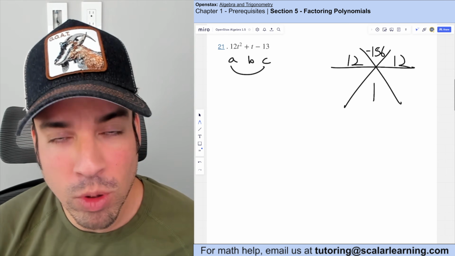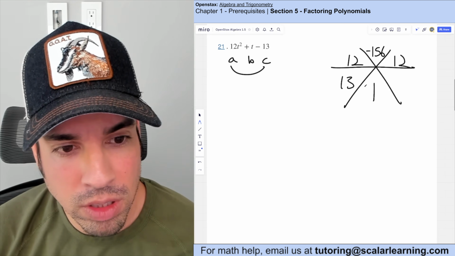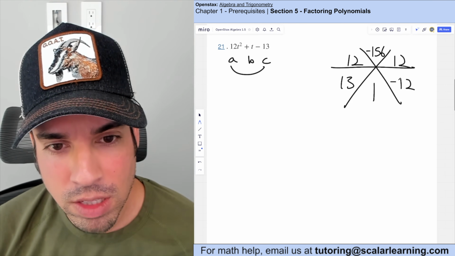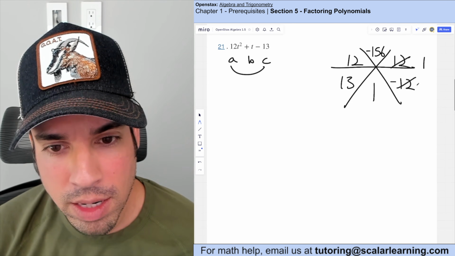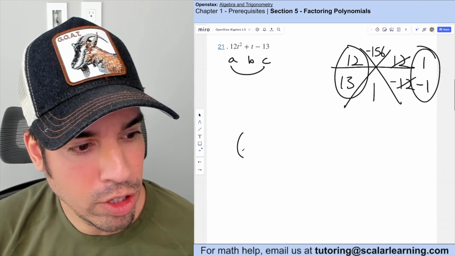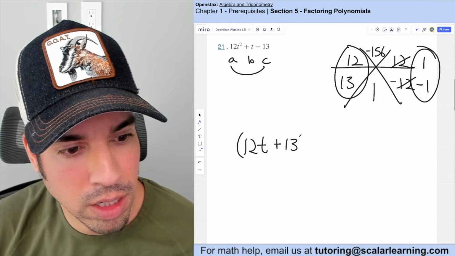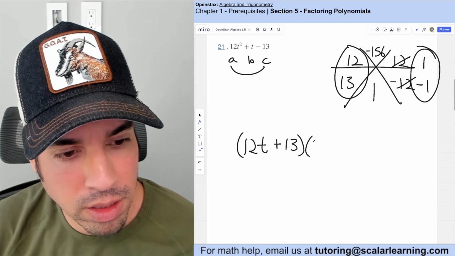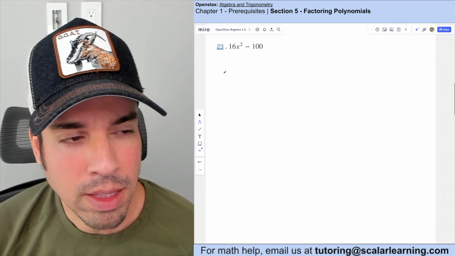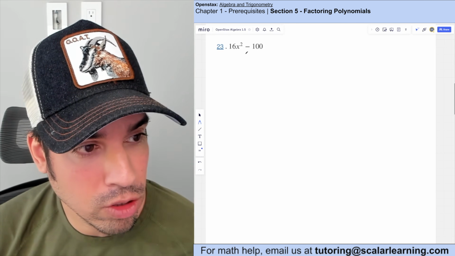So what two numbers multiply to negative 156 add to 1? Well, that's going to be positive 13 and negative 12. Then we're going to simplify by dividing both of these by 12, and we've got 1 and negative 1. And now we've got the setup for our two binomials. So here we have 12 times the variable t plus 13, and here we have 1t, or just t minus 1, boom, done.